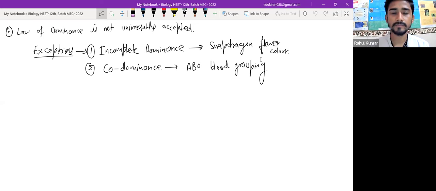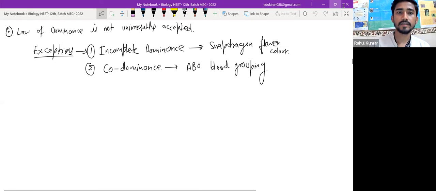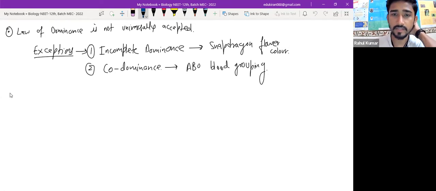Correct? I asked you to go back and read up on incomplete dominance and codominance. Did you do that? Everyone? Okay. So having studied the law of dominance, let's come to the exceptions of the law of dominance. If in a heterozygous condition there are two different alleles present and one is dominant over the other, which means only one expresses fully, completely, and the other does not express at all, then it's called the law of dominance.